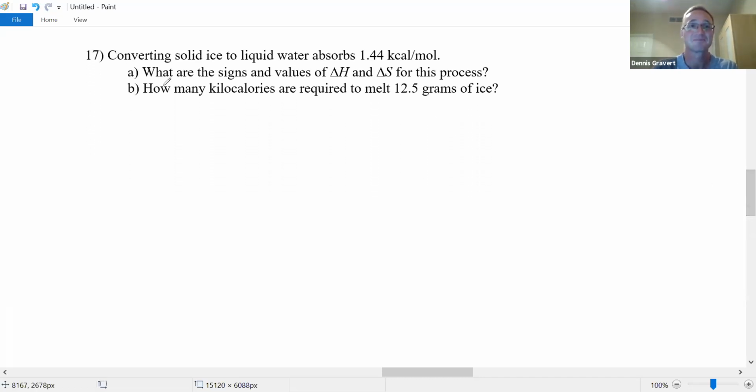Let's start with 17. Converting solid ice to liquid water absorbs 1.44 kilocalories per mole. Well, yeah, if you melt some ice, the ice is going to absorb that energy. If you put ice on your skin, it gets colder as the ice absorbs heat energy off of you. And what does the ice do with that heat energy? It changes into liquid water. It's absorbing it. Okay, what are the signs and values of delta H? Okay, the heat of reaction, I know this is not a reaction, but is this an endothermic or exothermic process?